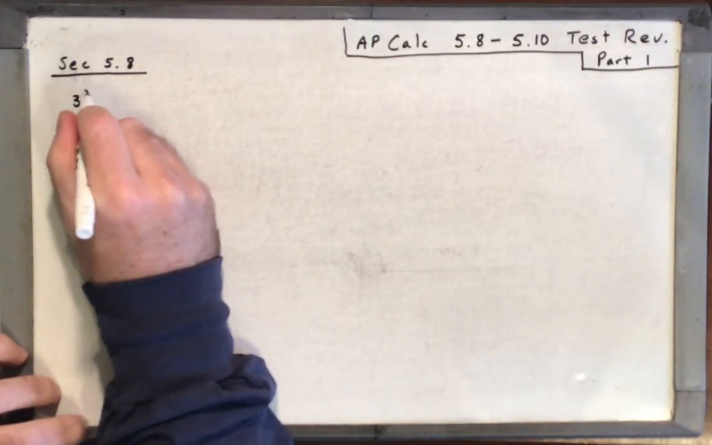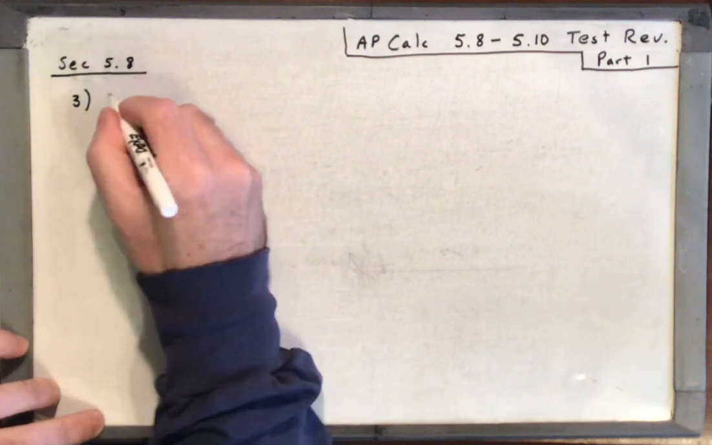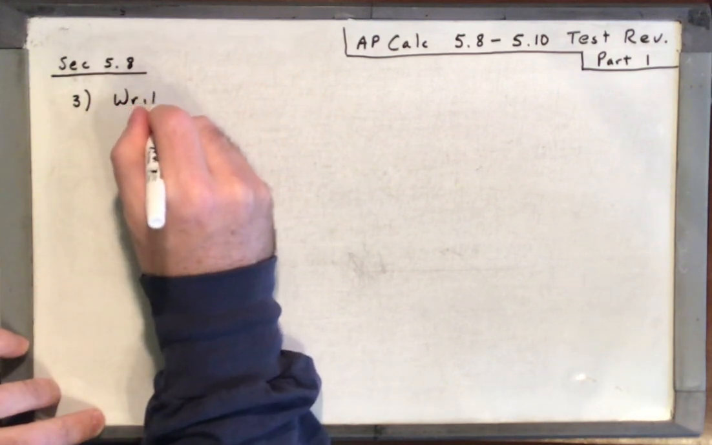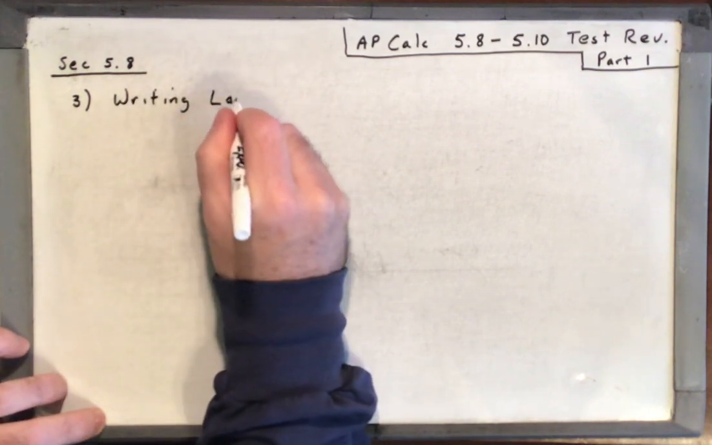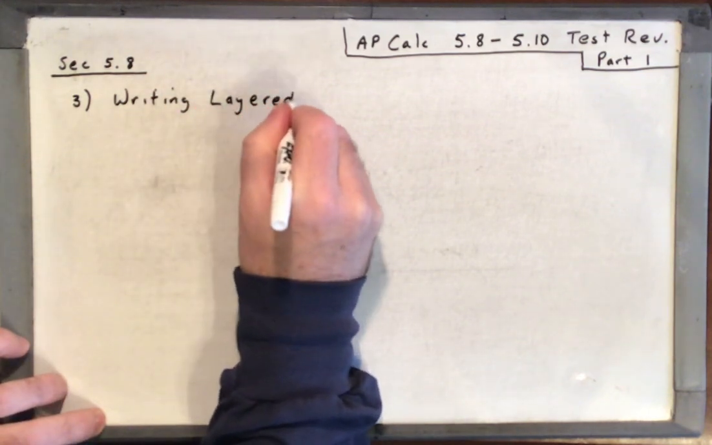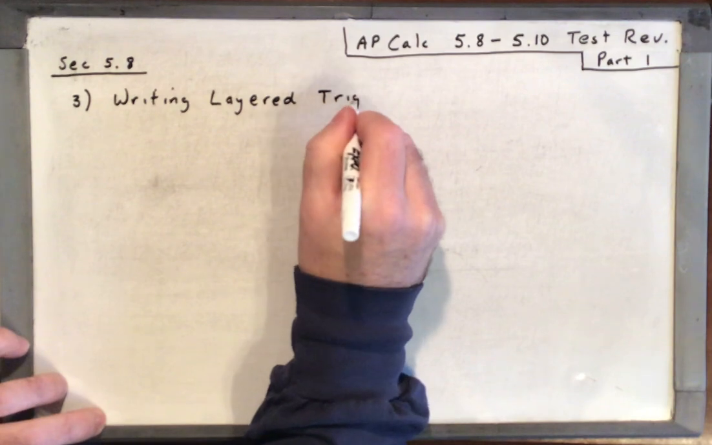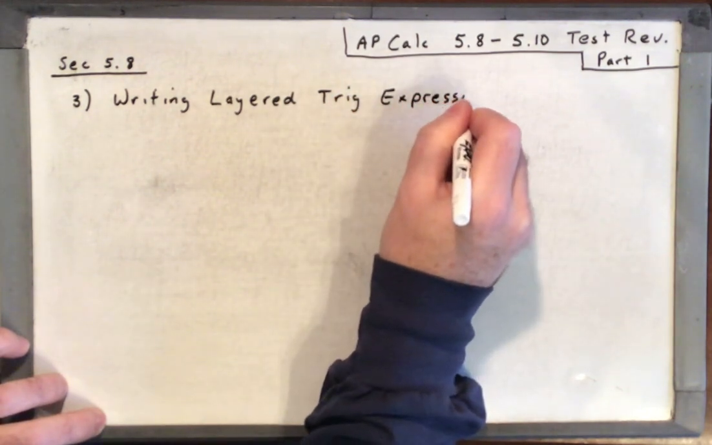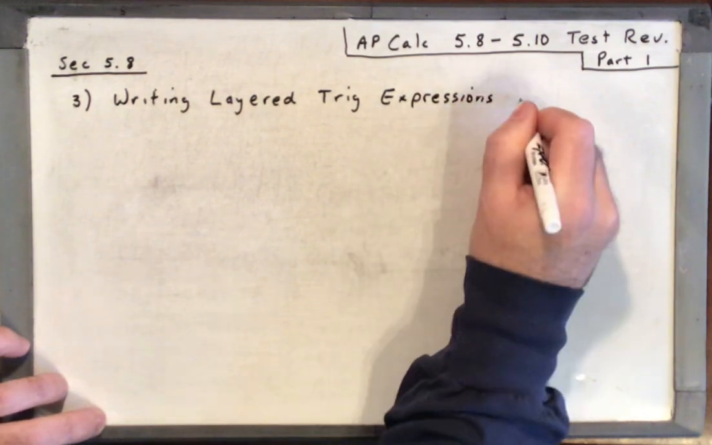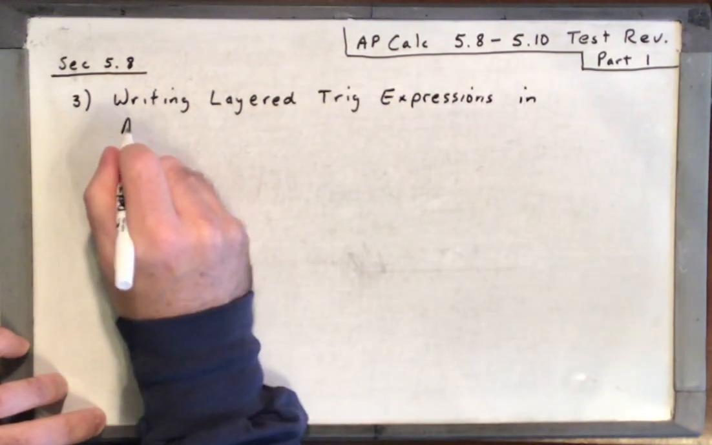Topic 3 is writing layered trig expressions in algebraic form.